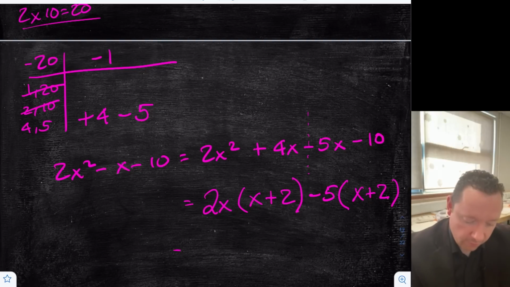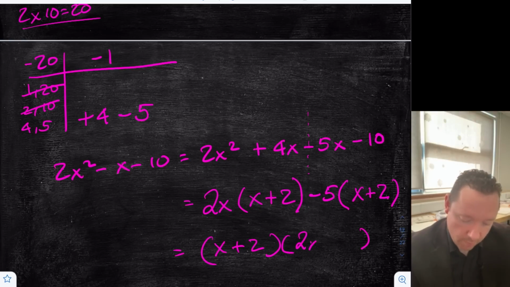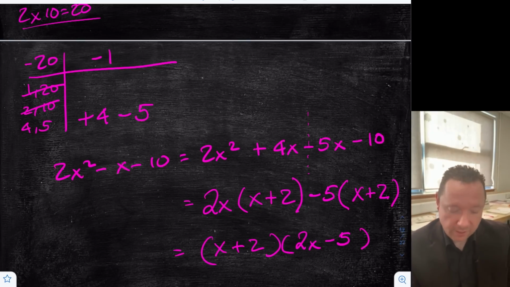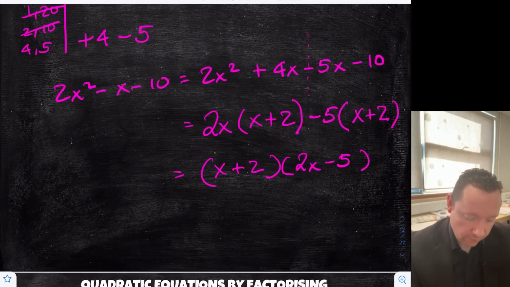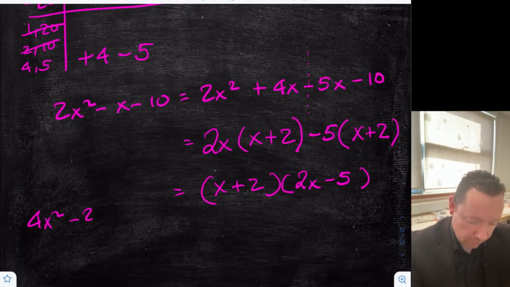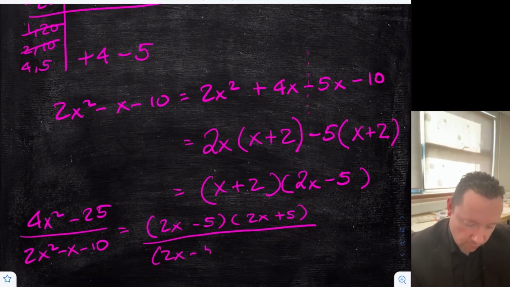So that means in fully factorised form, I can double bracket it to get x plus 2 for one of my brackets, because that appears twice, and then what's outside the bracket? 2x minus 5. So I can write 2x minus 5. So going back to our question, now that I factorised that, we had 4x squared minus 25 over the quadratic. So let's just write that again. 4x squared minus 25 over 2x squared minus x minus 10. Well, that's going to equal, factorise the top already, was 2x minus 5 and 2x plus 5. And the bottom we've just factorised to get, I'm going to write the 2x minus 5 first, so it's really clear, and x plus 2.